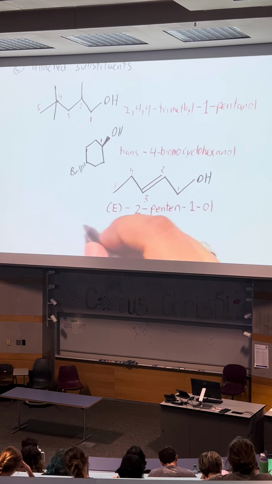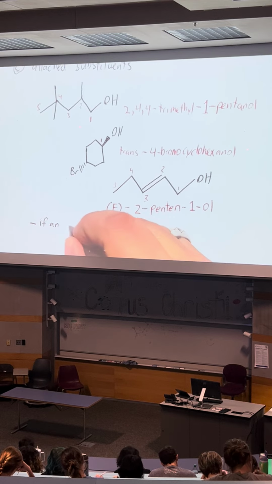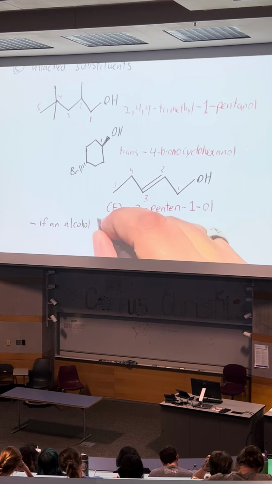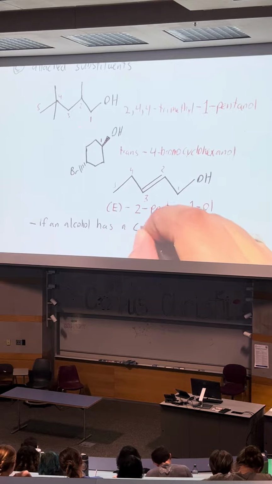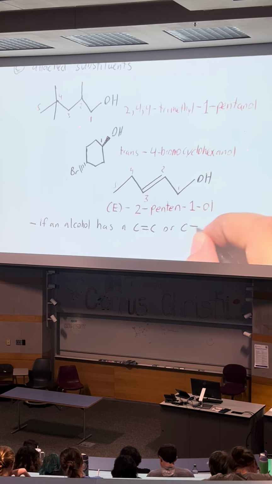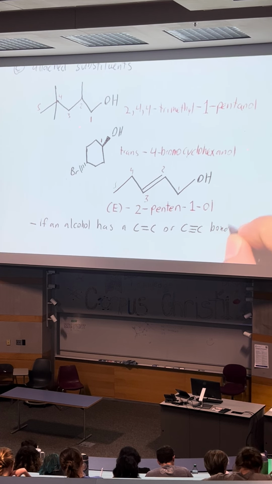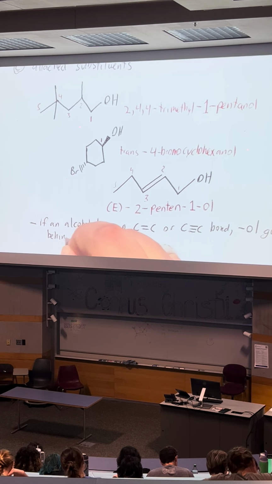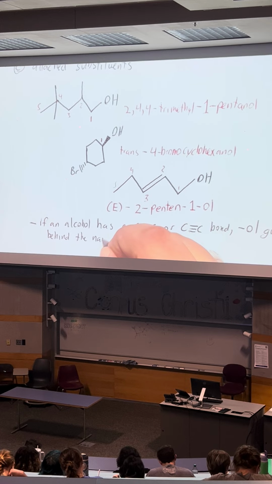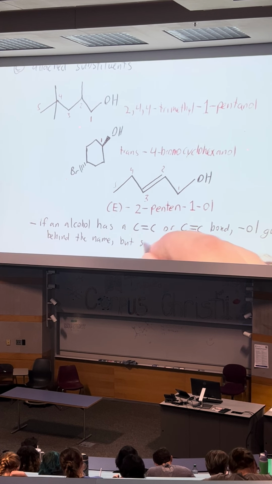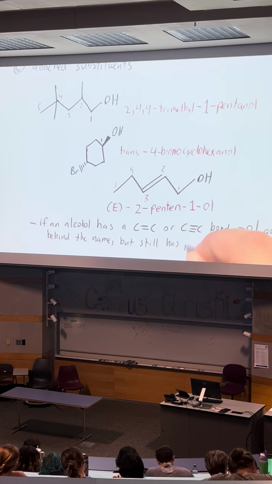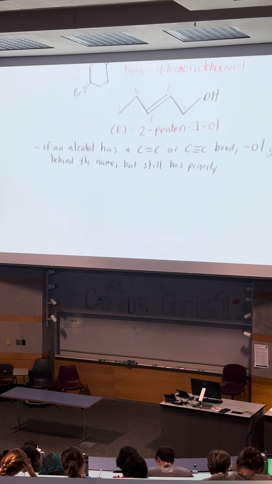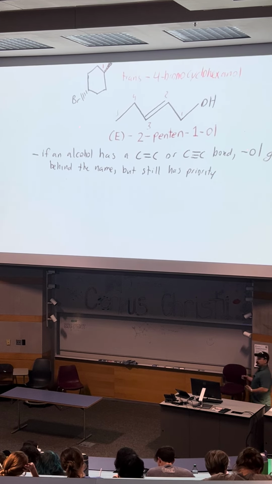Right. So let me write down, kind of for your notes, that if an alcohol has a carbon-carbon double bond or a carbon-carbon triple bond present, then the suffix -ol goes behind the name, but the alcohol still has priority. The fact that the -ol is at the back is an indicator of the functional group there, but alcohol takes priority over the alkene.